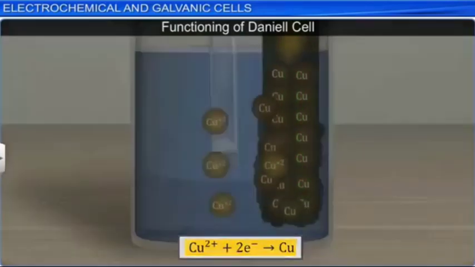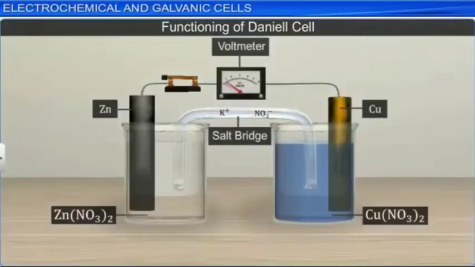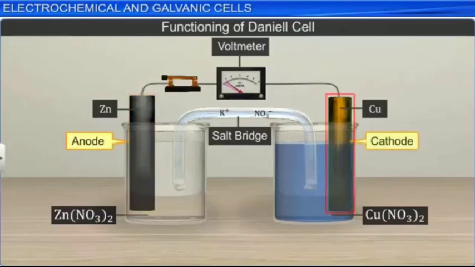We know that oxidation occurs at the anode. So, zinc must be the anode. Copper must be the cathode because reduction occurs at the cathode. Electrons travel through the external wire from the anode to the cathode. By convention, when drawing Voltaic cells, the anode compartment is shown on the left and the cathode on the right.